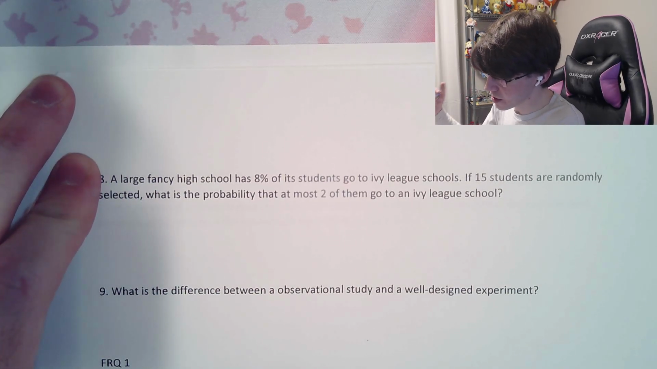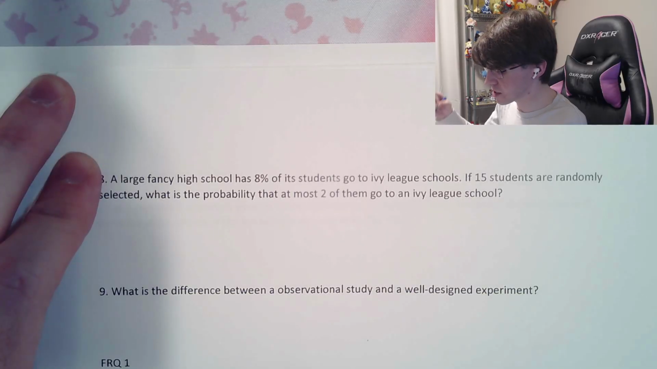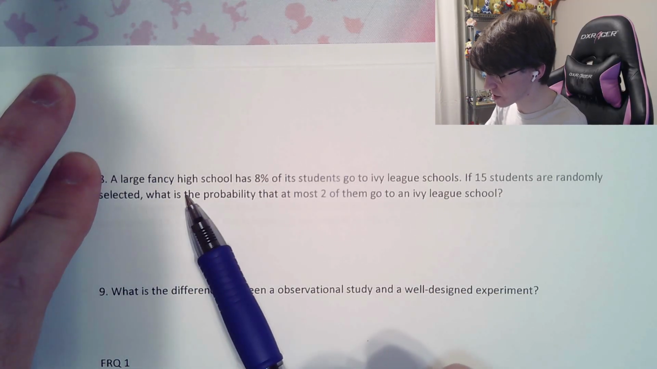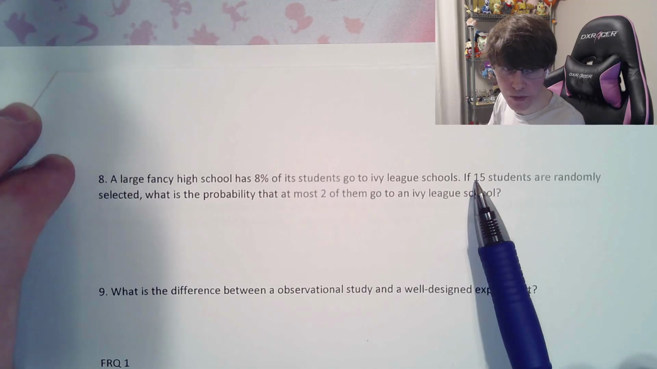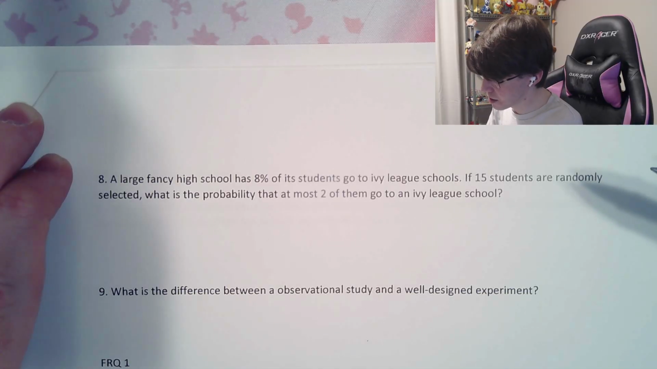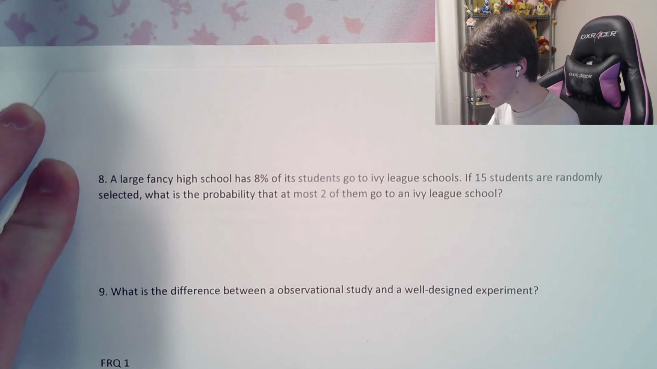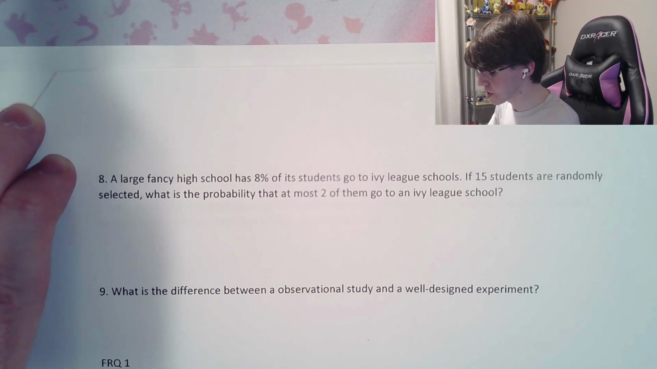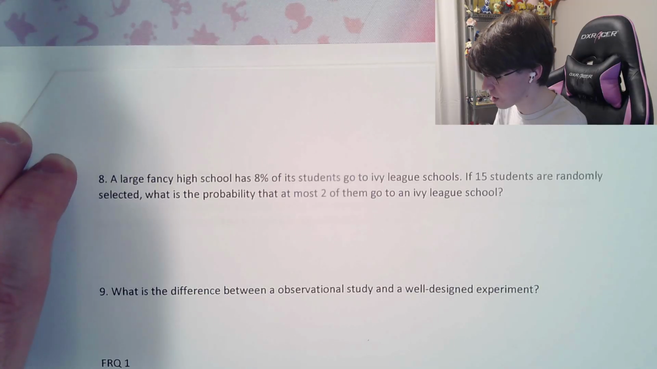The idea is that you have 8% of the students, and because this is a large fancy high school, you're going to assume that the 15 is less than 10% of the school's population. So there's more than 150 kids at this particular school, and therefore it's independent. It has a yes or no chance: you either go to Ivy League or you don't. The number is set in advance, 15. The probability is set in advance, 8%. What is the probability that at most 2 of them go to an Ivy League school?